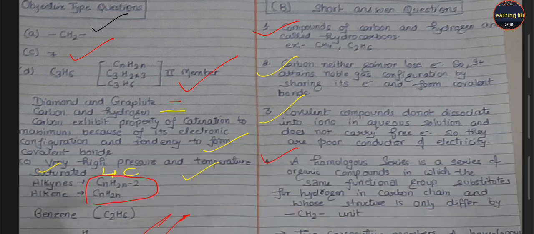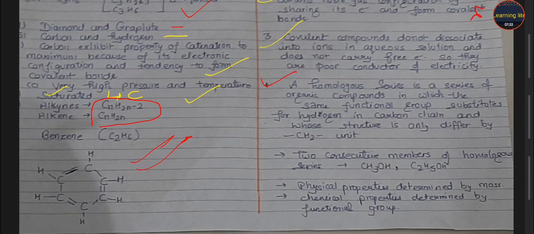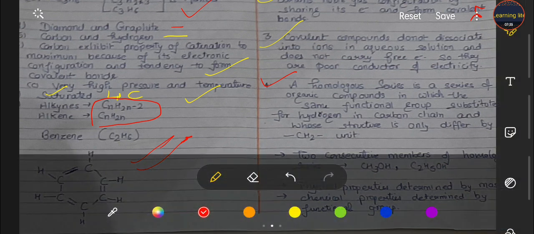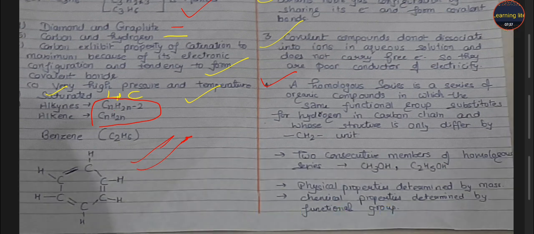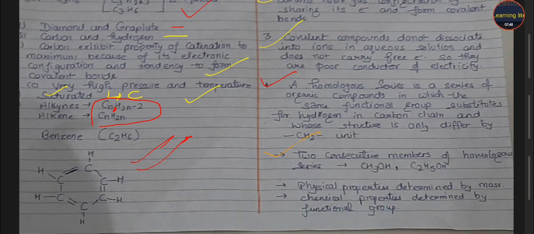Homologous series is a series of organic compounds in which the same functional group substitutes for hydrogen in the carbon chain, and whose structure differs only by CH2. Okay, so this is the definition of your homologous series, student. And what are the two consecutive members? We have given here two consecutive members, first with carbon 1 and second with carbon 2. These are two consecutive members here, student.